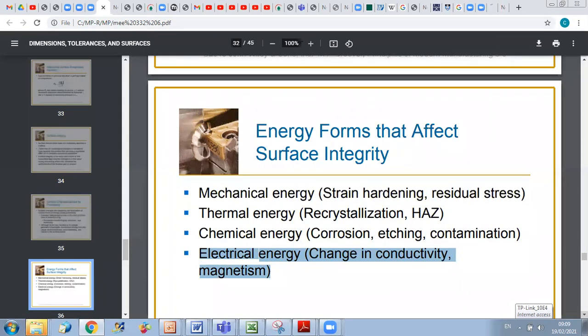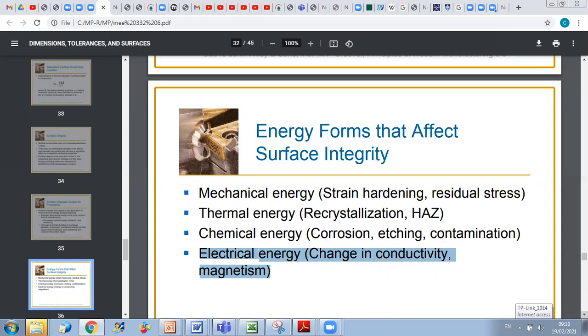Another thermal energy alteration is the formation of a heat affected zone, which is a non-melted area of metal that has undergone changes in material properties as a result of being exposed to high temperatures. This is, for example, the case in welding or if you have a high heat cutting operation.